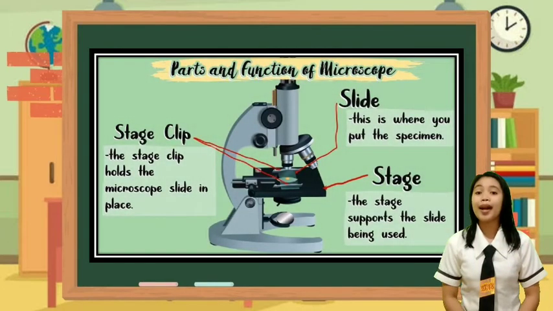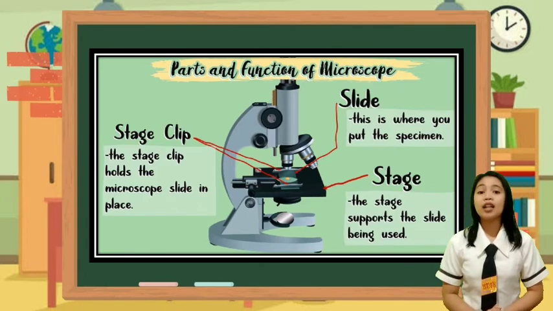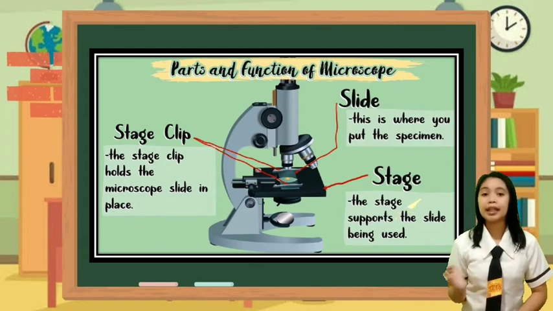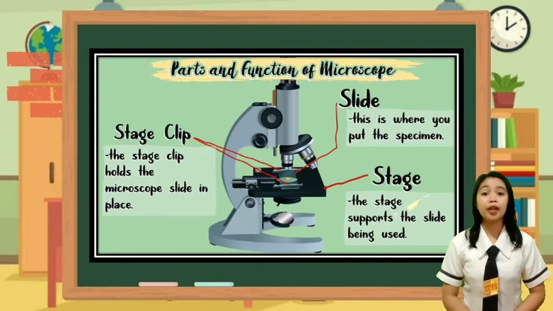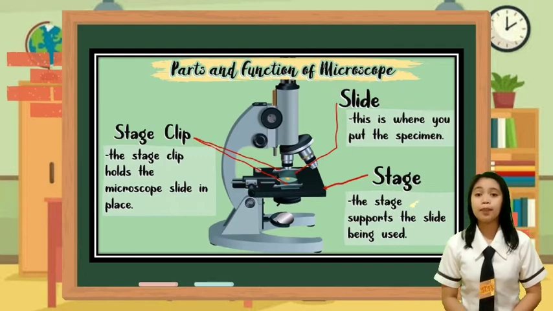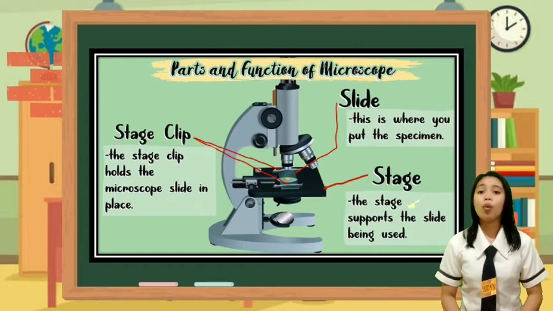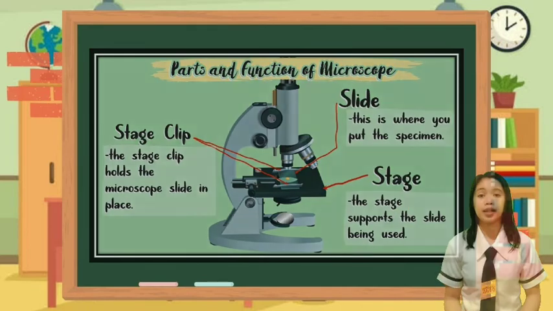The slide or microscope slide, this is where you put the specimen or a tiny object that you can observe, and you put it right here. This part of the microscope is called the stage, and these two clips are called the stage clip. The stage supports the slide being used while the stage clip holds the microscope slide in place.